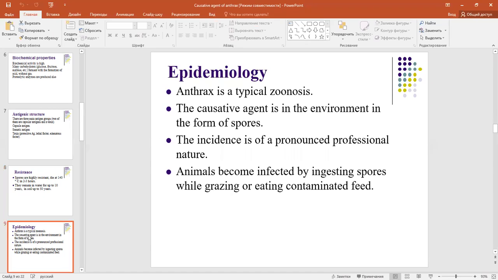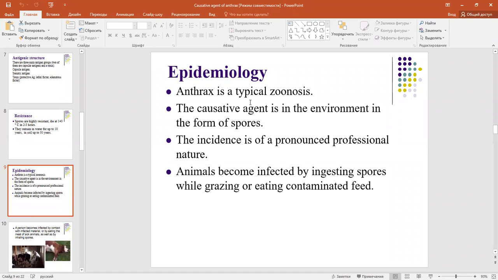Okay, and epidemiology: how anthrax develops. Anthrax is a typical zoonosis. It is a zoonotic infection, and the causative agent is in the environment in the form of spores. Grass-eating animals, by eating grass with particles of dust containing spores, are infected. Bacteria germinate from spores and multiply in the animal's body, like cows, for example. Very often cows are infected. Bacteria go out with all biological fluids from this animal, and again in the soil they are able to develop spores. So spores are able to survive in the soil again and again.